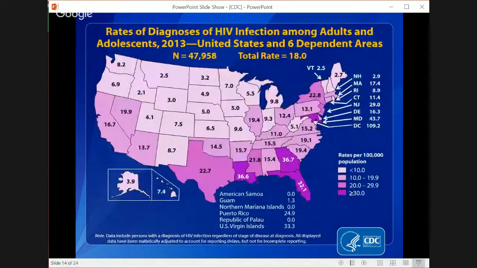All right, so a place variable. We see that in the South, the dark pink is the highest rates. And in the South, Florida, Georgia, we have the highest rates of HIV infection. Lower rates in the Midwest and in the Pacific Northwest. And I guess Maryland also looks like it has pretty high rates of HIV infection.